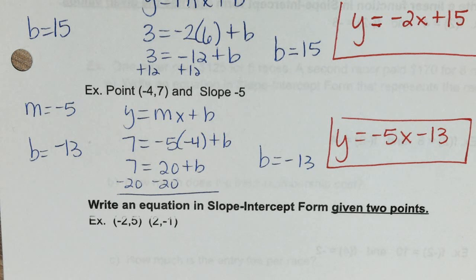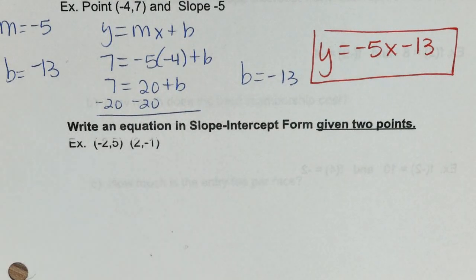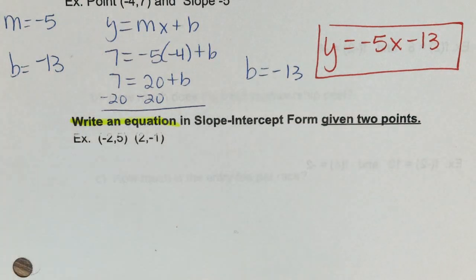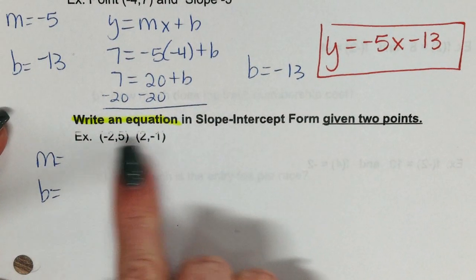Okay, now look at the next part. They want you to write an equation. Anytime you want to write an equation, you need an M. This time, they gave you what?